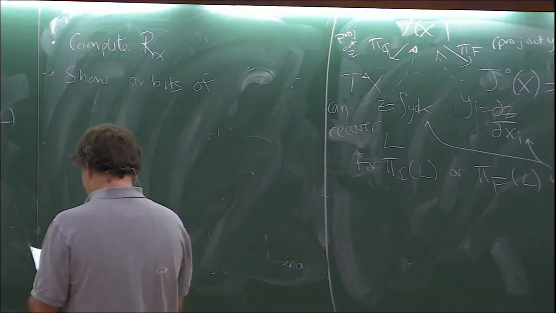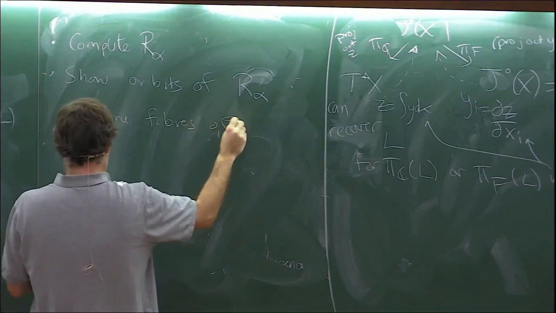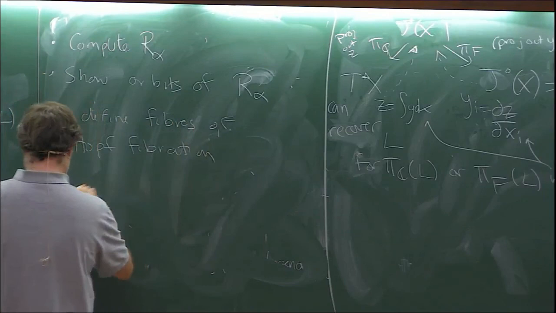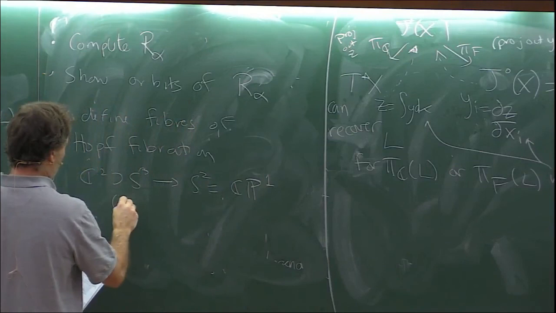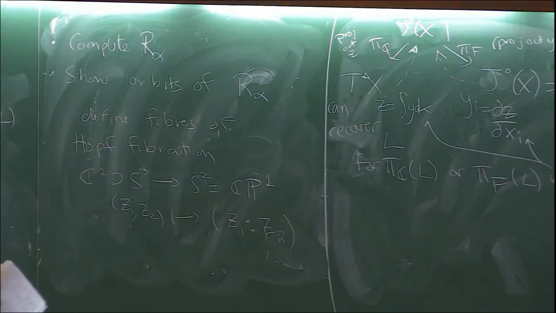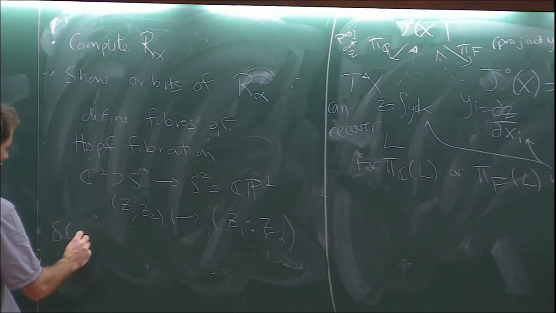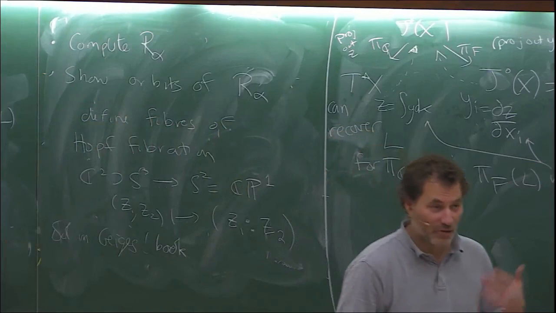Show that the orbits of the Reeb vector field define the fibers of the Hopf fibration. Where the Hopf fibration, you think of this fibering over CP1, and you're sending the point Z1, Z2 in complex space to the point Z1 colon Z2 in CP1. And if you need help with this, the solution is in Hans Geiges' Introduction to Contact Topology book. Okay, so that was just another contact manifold, then its Reeb dynamics.